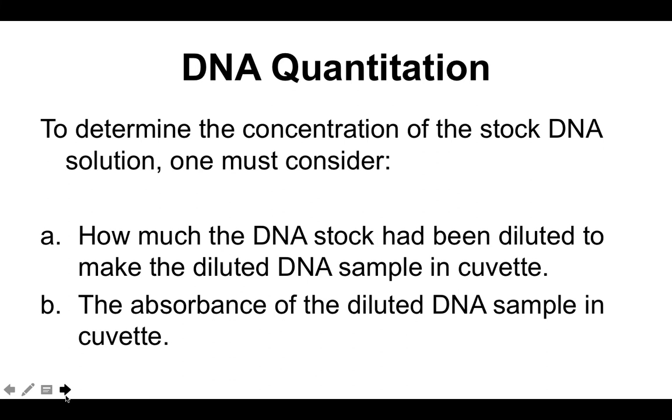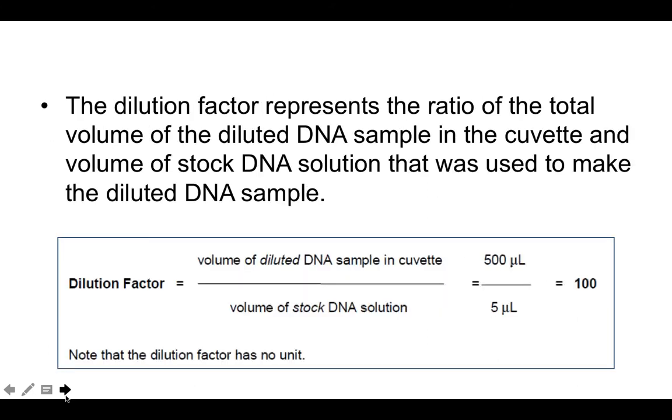So to determine the concentration of the stock DNA solution, we must consider two things. First, how much the DNA stock has been diluted to make the sample that we analyze in the cuvette. And second, of course, the output reading, the absorbance of the diluted sample that we analyze in the cuvette, in the spectrophotometer. Okay, so how do we do this? First, let's refresh ourselves with the concepts of dilution factor and absorbance.